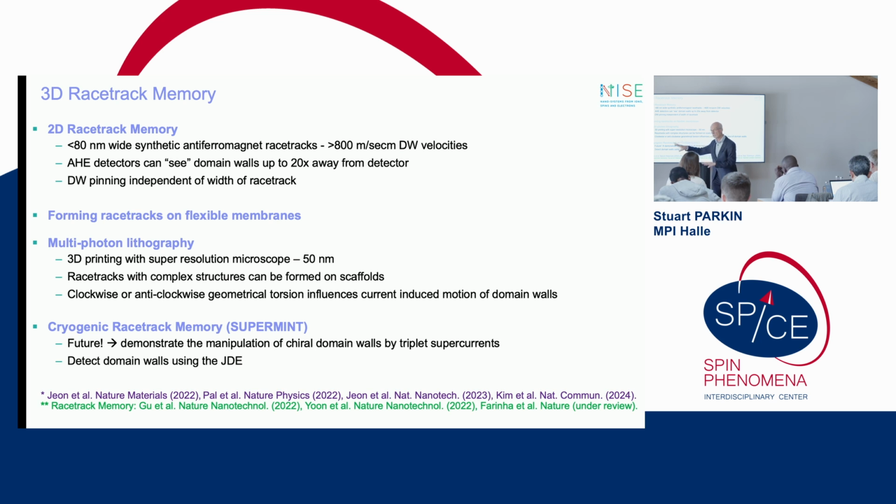And then finally, I want to give you a glimpse. Much of our work today is on building a cryogenic racetrack memory using two new phenomena. Supercurrents, which are triplet, that we want to use to manipulate domain walls. This has never been demonstrated. And then we want to detect them using this Josephson diode effect that we have discovered in several distinct systems over the last 2 years.